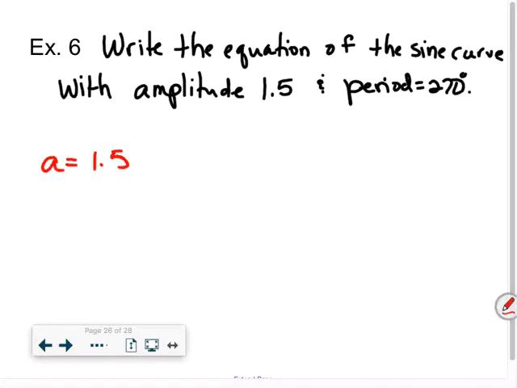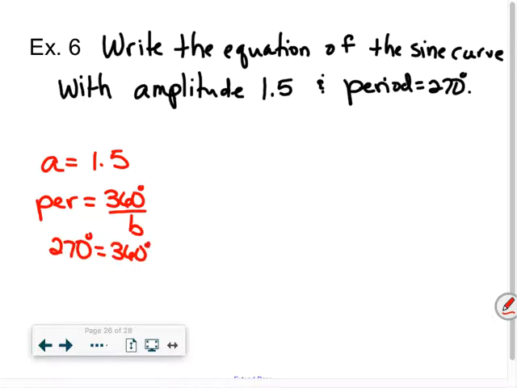So A is 1.5. The period length is 360 over B. Now, I don't know about you, but off the top of my head, I can't think of a number that if I divide 360 by it, it's going to give me 270. So there's a good reason why we did what we did in Chapter 8. It was solving fractional equations.